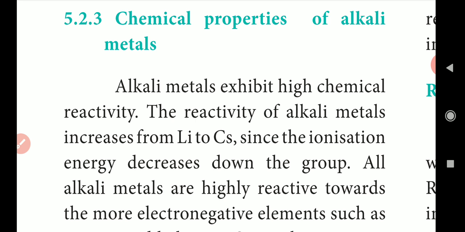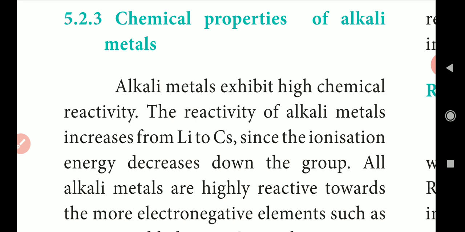Among all the elements, the alkali metals and alkaline earth metals, which are S block elements, are highly reactive. They easily react with other elements, so we call them highly reactive metals. The periodic table consists of 18 groups. Compared to the other groups, the first group elements are the most reactive metals: lithium, sodium, potassium, rubidium, and cesium.